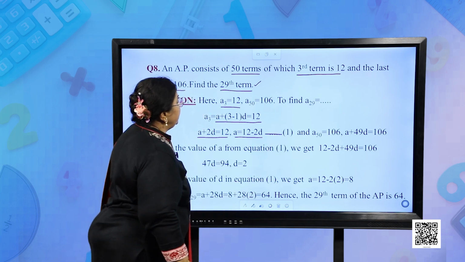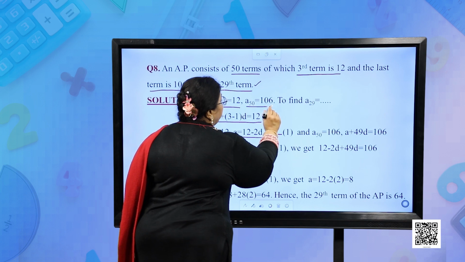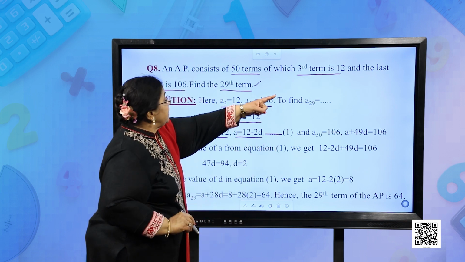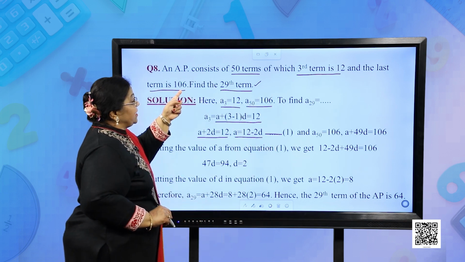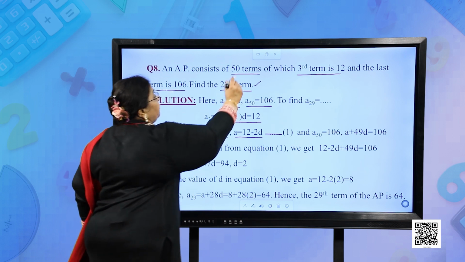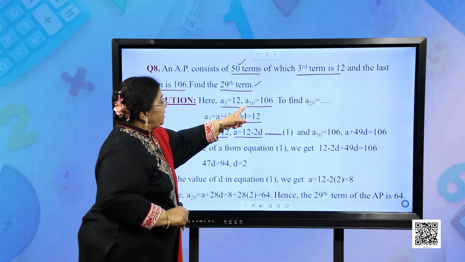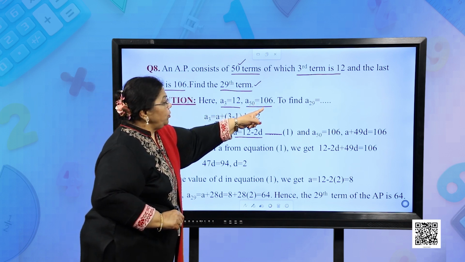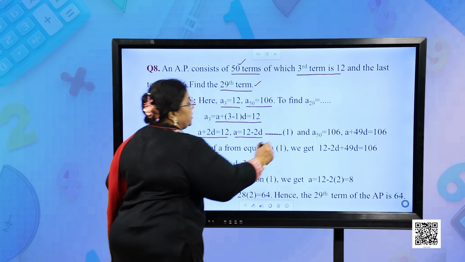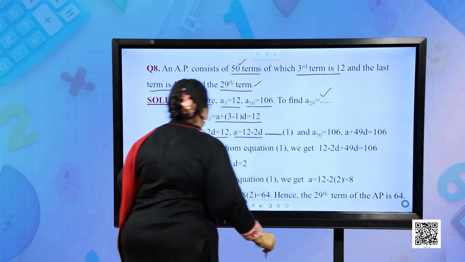Okay. And we are also given that A50 is 106, as it says the last term is 106. Look, beautiful question. He says 50 terms are there and the last term is 106, means it is conveyed that A50 is equal to 106 and we are supposed to find the 29th term.